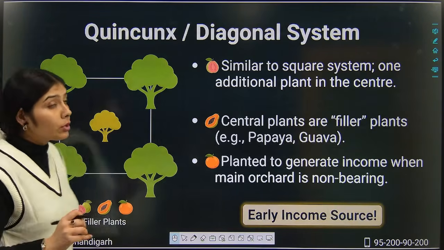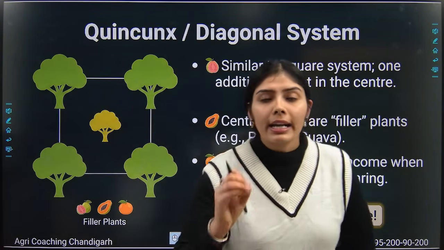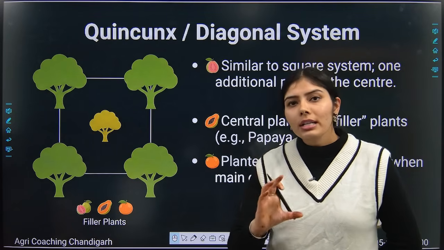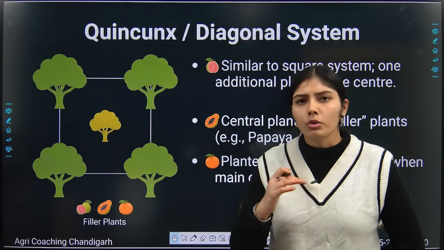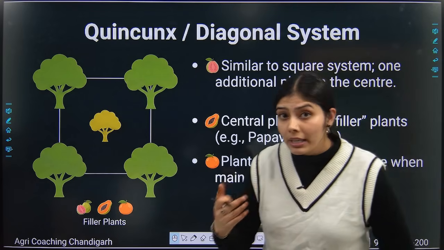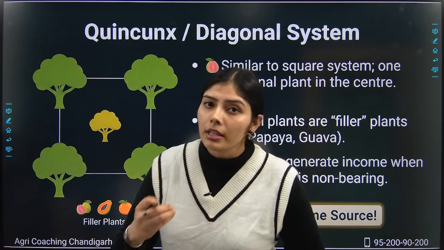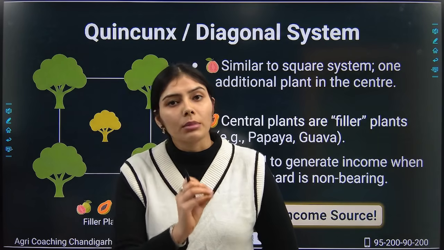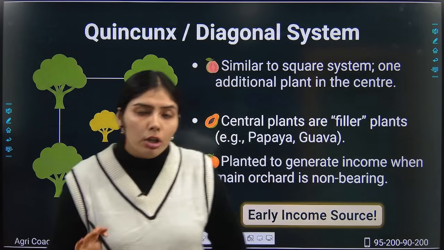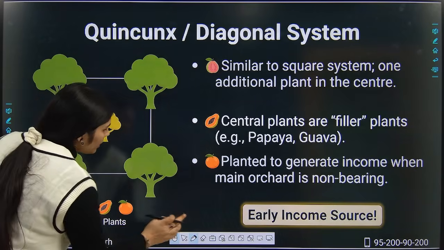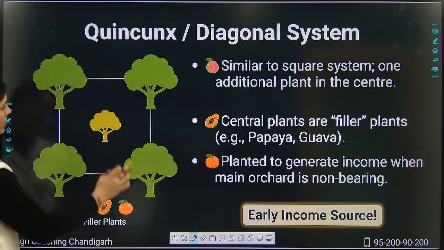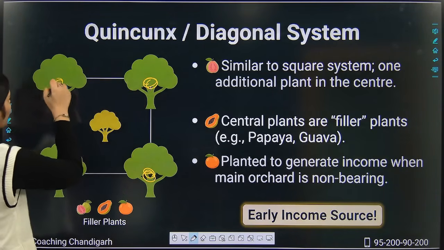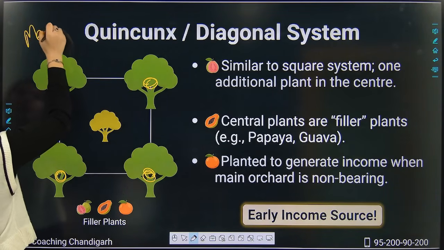Then when we talk about the diagonal system of layout, diagonal system is also known as your Quincunx system of layout. Now it is a modification of your square system only. It is a modification in a way that we can enhance the income from the orchard until the main crop comes into the bearing stage. So when we talk about diagonal system, here the trees are planted just like in your square system. Here trees are planted on the corner of each square, and these trees are called the main crop. It is the main crop.